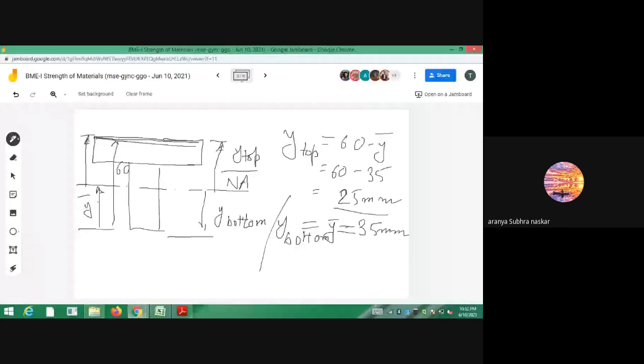Yes sir, yes sir. I took Y top as the distance of the topmost layer. I have made a mistake, sir. So you have to measure from the neutral axis. Okay? So these are the topmost fibers, which should be bearing the maximum tensile stresses.